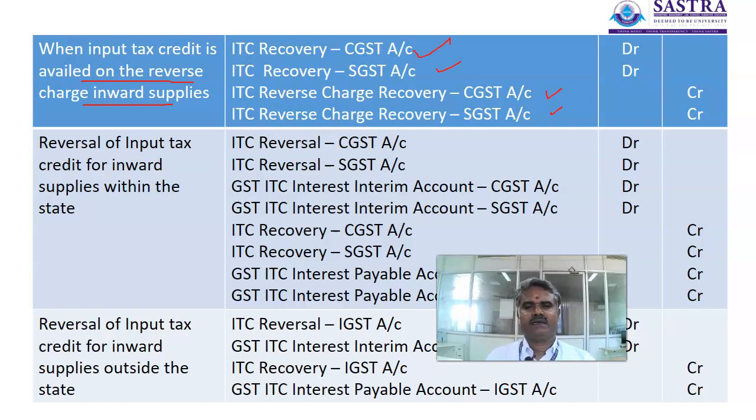ITC recovery CGST, ITC recovery SGST, to ITC reverse charge recovery, ITC reverse charge CGST. Reversal of input tax credit for inward supplies within the state: ITC reversal CGST account debtor, ITC reversal SGST account debtor. SGST ITC interim account, CGST, SGST, then ITC recovery CGST, SGST, then interest payable.